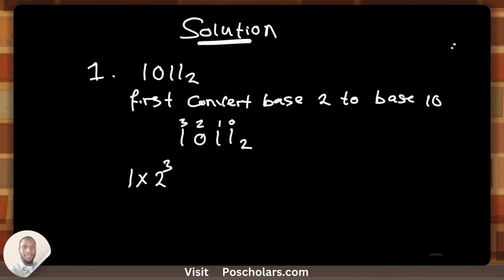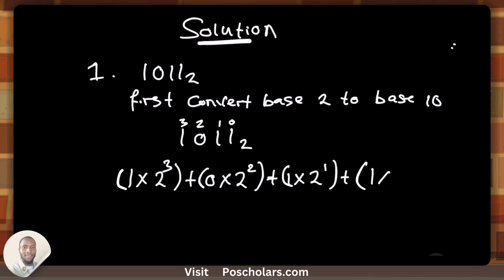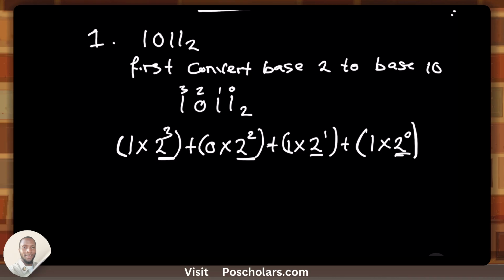That's for the first one. Plus 0 times 2 raised to power 2, plus 1 times 2 raised to power 1, plus lastly 1 times 2 raised to power 0. If you check, we are expanding the power of 2. We have 2 here, and that 2 is raised to power 1, 2 raised to power 2, 2 raised to power 3. So that's the normal pattern for converting to base 10.